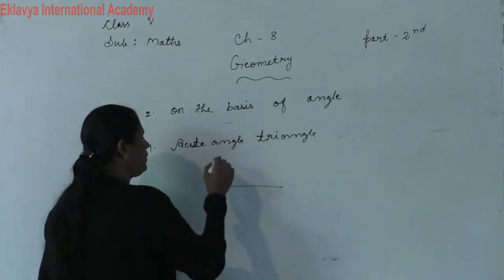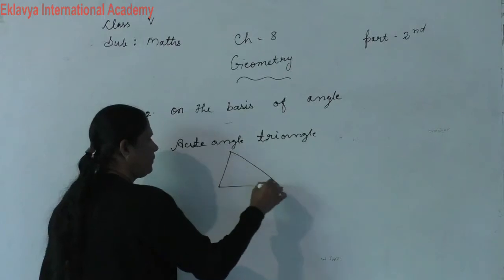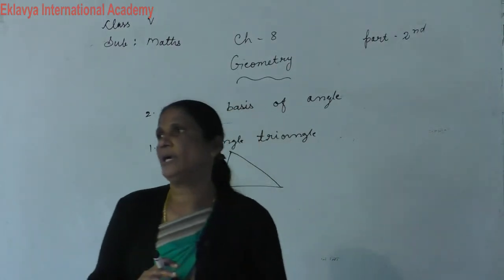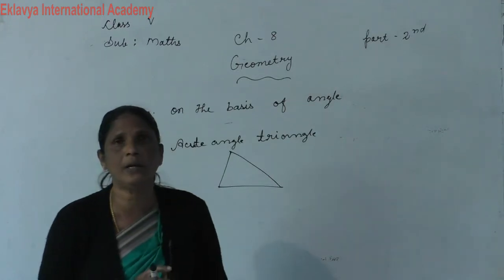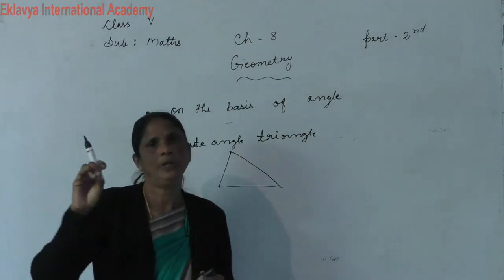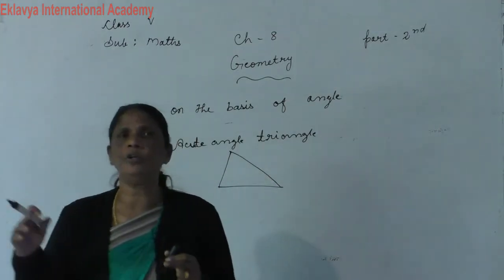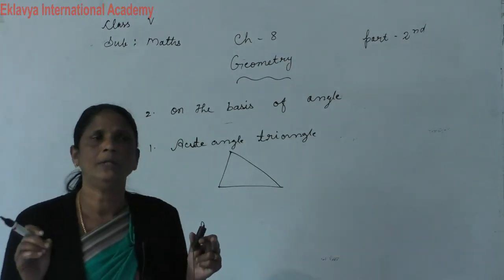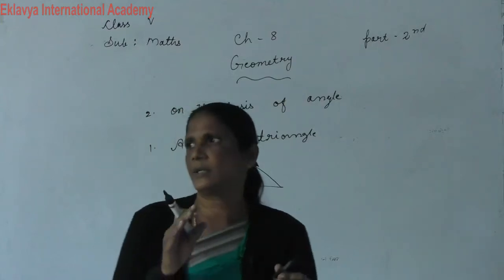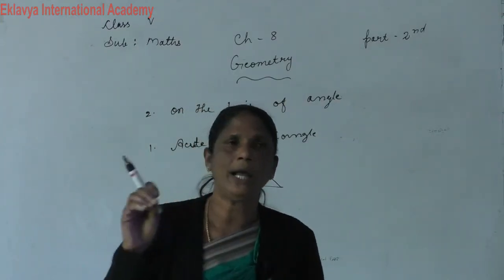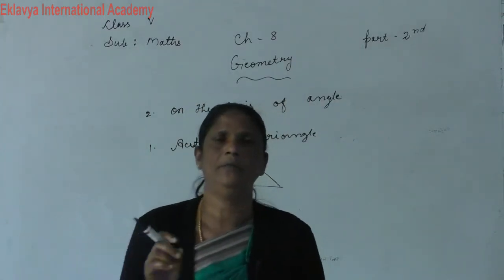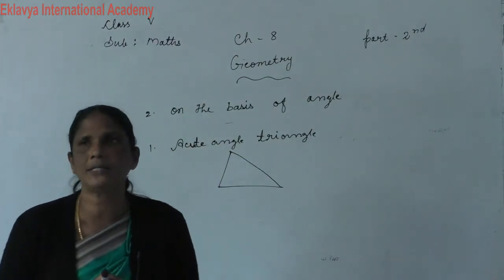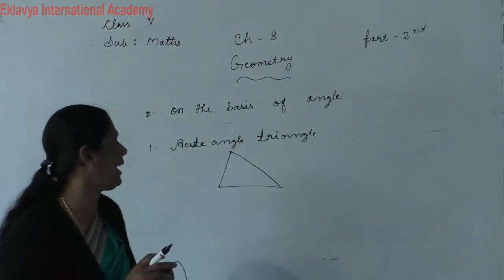In an acute angle triangle, all angles are acute. What is the measurement of an acute angle? Between 0 and 90 degrees. That triangle is called an acute angle triangle.